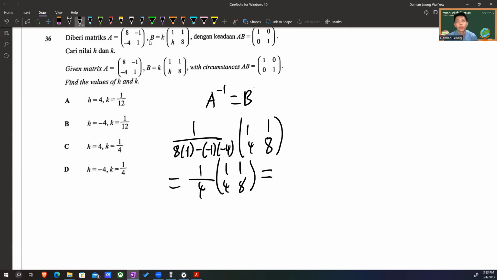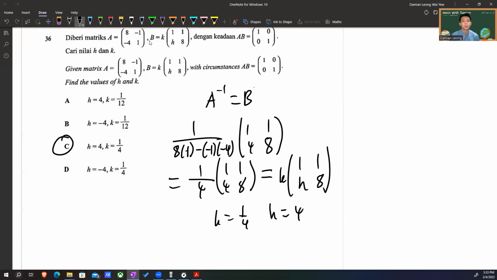1148. So that compared to the matrix B, K11H8. So everything else is the same. K is 104, H is 4. Answer C. That's 36.